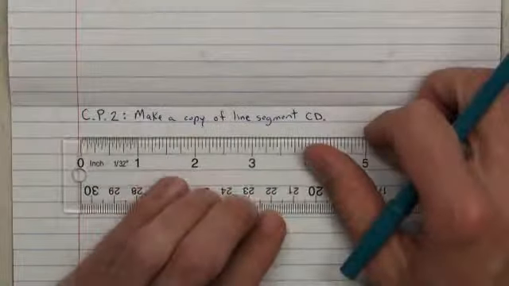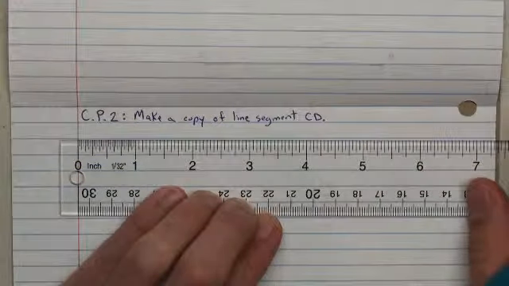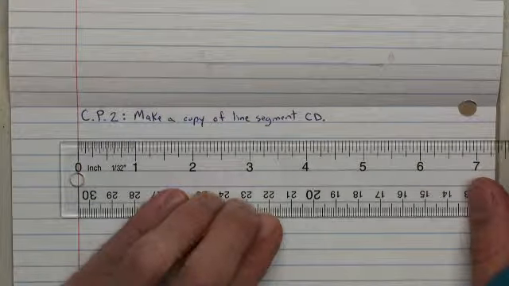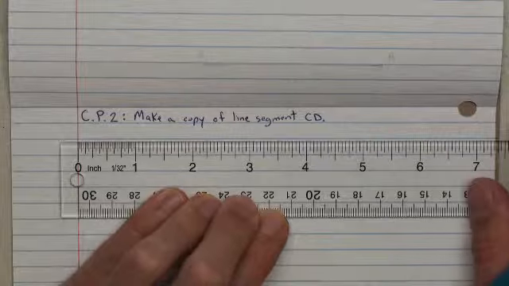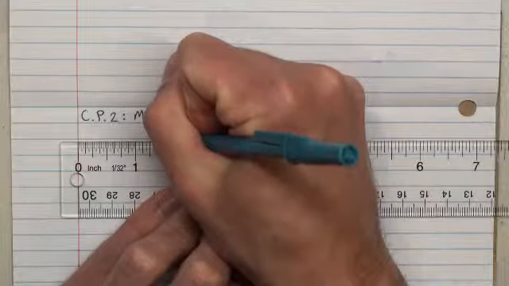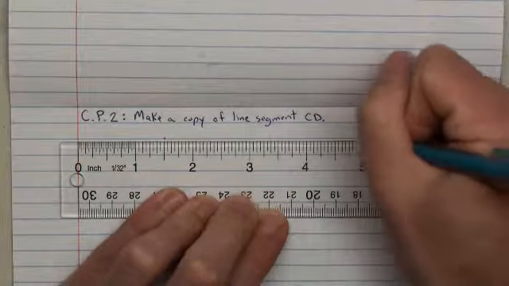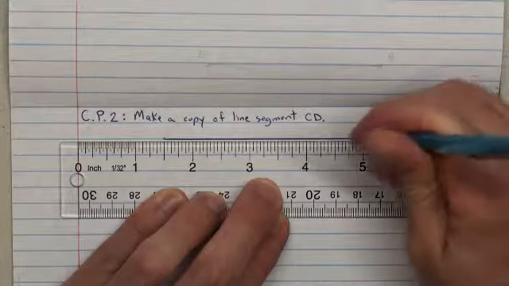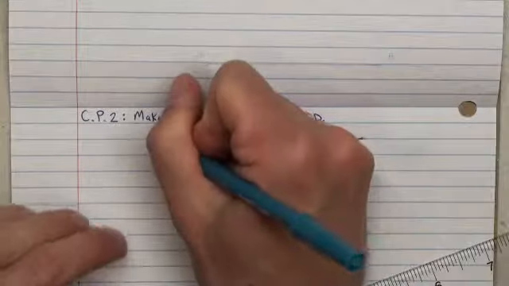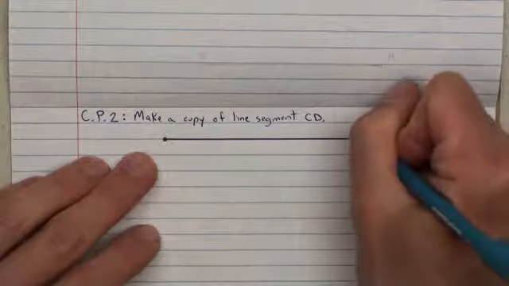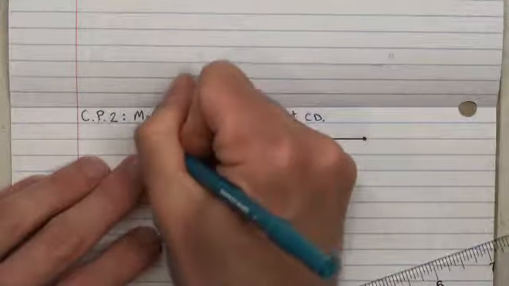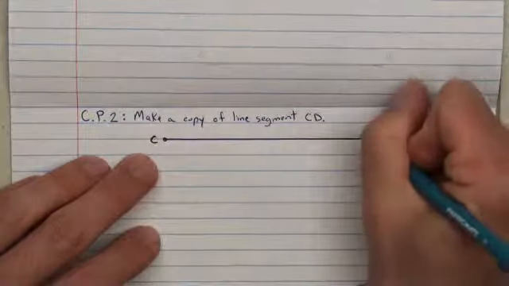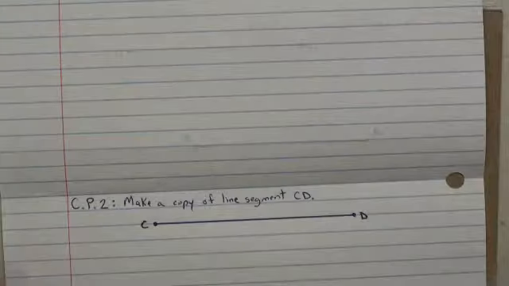And let's draw our line segment now. So this is given to you in the problem, remember. So line up the 0 on the margin, and let's go from 1.5 to 5. Okay, make the endpoints bigger. Label them C, D, and do your construction in the space below.